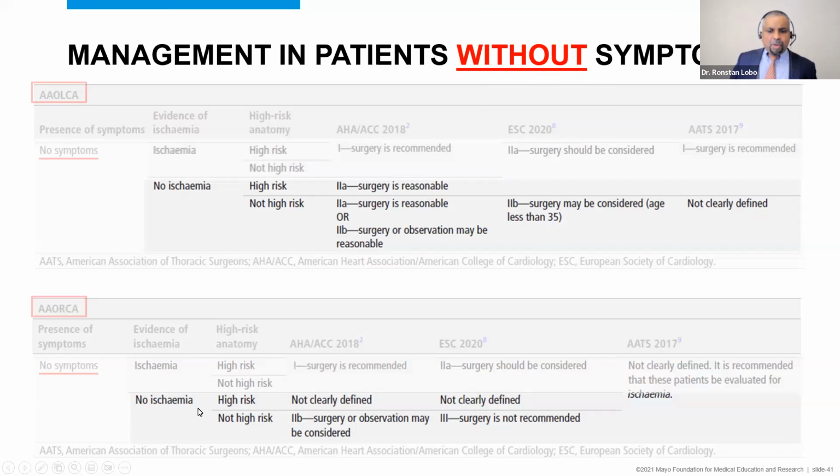Now look at the same group for AAO-RCA. While the AHA and ACC and also the AATS have some recommendations for surgery, or even you could observe if you need, the Europeans have given a clear no to this. They say if you have no ischemia, no high-risk lesion, and it's a right AAO-RCA, you should really not consider surgery. We don't have enough data in patients with no symptoms, no ischemia, and high-risk features.